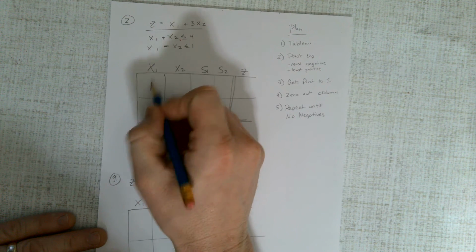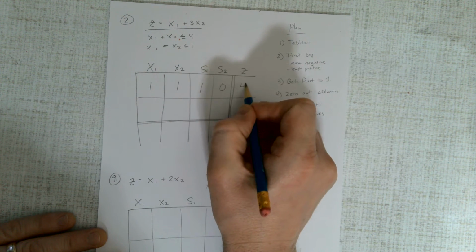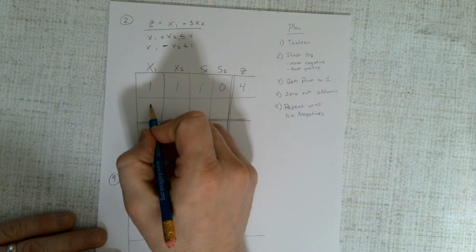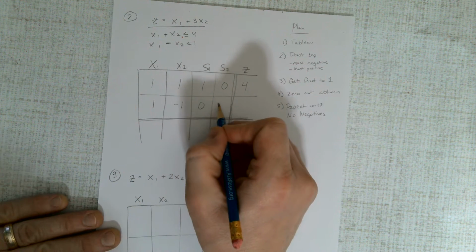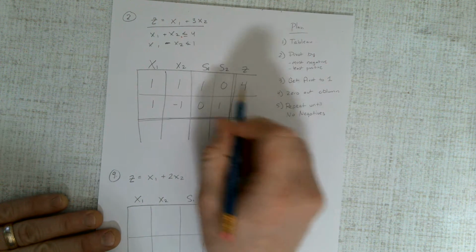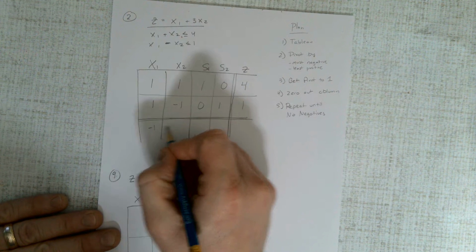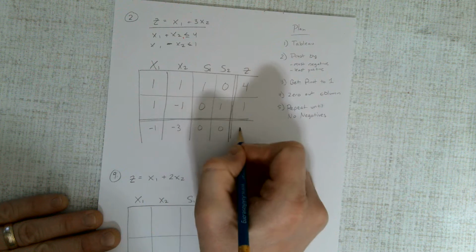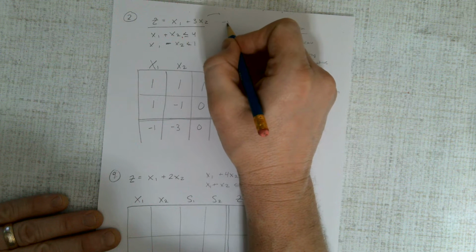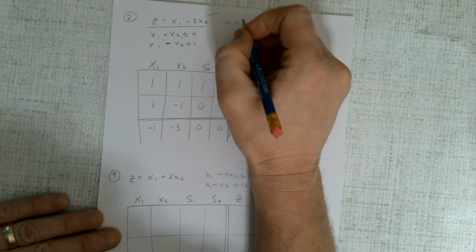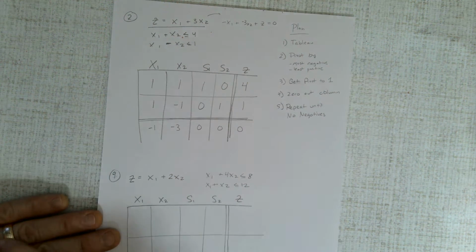We'd have a 1, 1, 1, slack variable 0 and 4. And the second equation, 1, negative 1, nothing, 1, 1. And the equation here, if I put these over to the other side, it would be a negative 1, negative 3, 0, 0, 0. So the first two equations are pretty straightforward. This other one needs to be turned into negative x1 plus negative 3x2 plus z is equal to 0. And that shows up here.